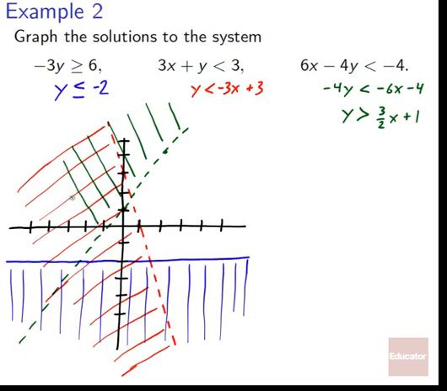So we are shading the opposite way. We're shading away from our original test point. So our original test point was 0, 0. So we're shading in the opposite direction of that. So let's extend our red so we can see a little bit better where we're going.